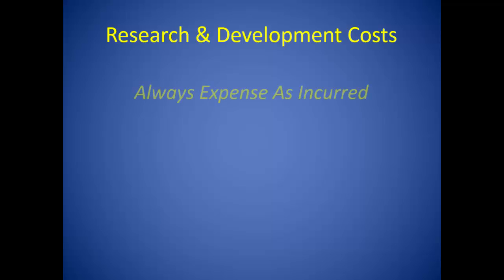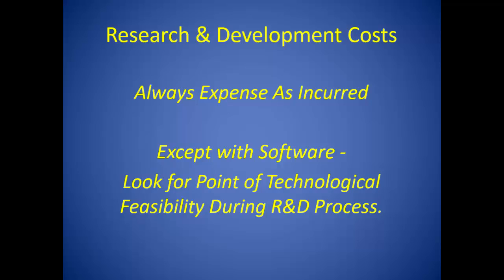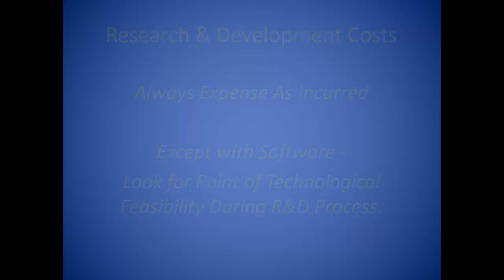Just a summary. It's always expensed as incurred, except for those special rules for software. And that may change in the near future with the convergence project. That rule for software was developed when computer use was still in relative infancy. But as computers have expanded much more in our life, this rule may or may not go away. We have to wait and see.